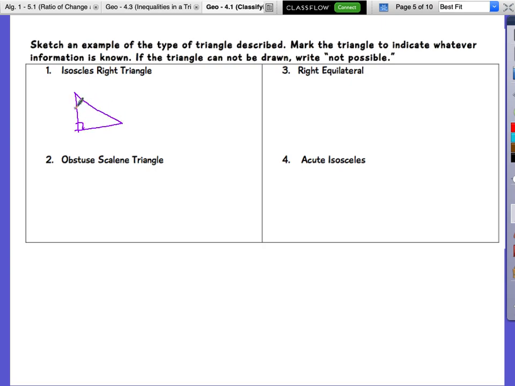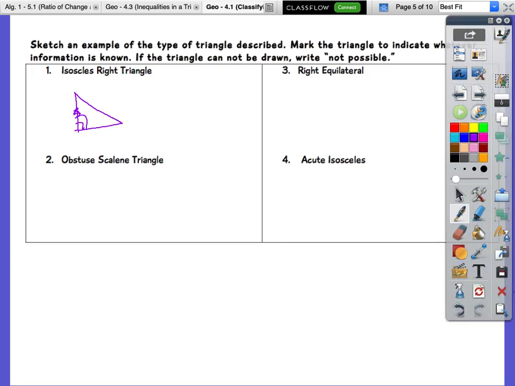Sure. These two are congruent. So don't mark them. Just do one. Tyler. So we do it with the dash.